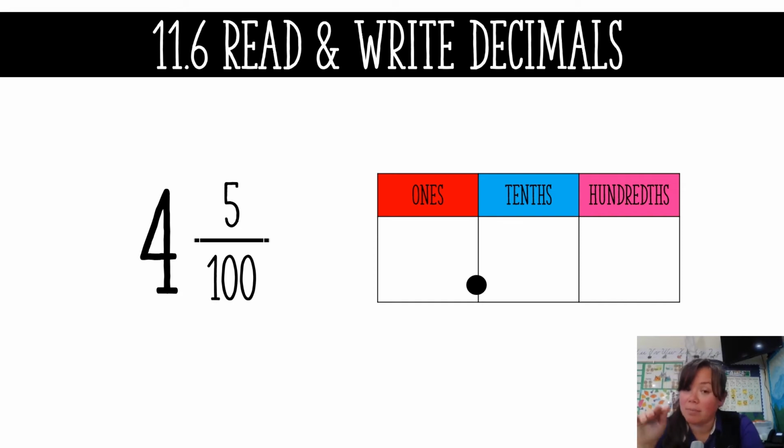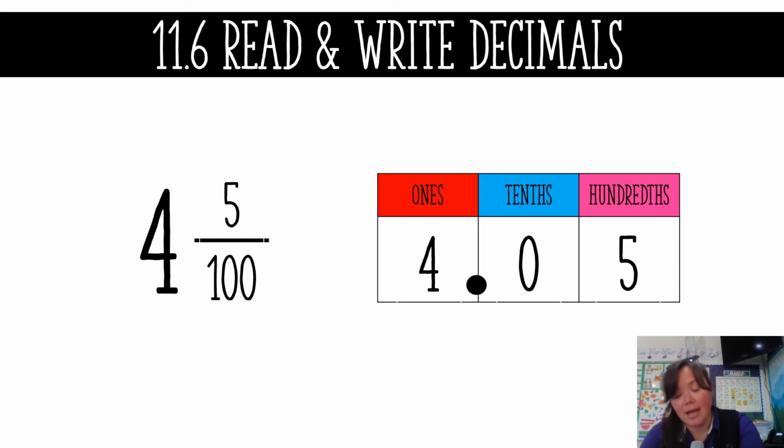So this is a little bit of a tricky one. We know we have 4 wholes, okay, but we don't have 5 tenths. We have 5 hundredths. So we need to put a 0 there in the tenths place and a 5 in the hundredths place. Okay, hopefully that's pretty simple for you guys.